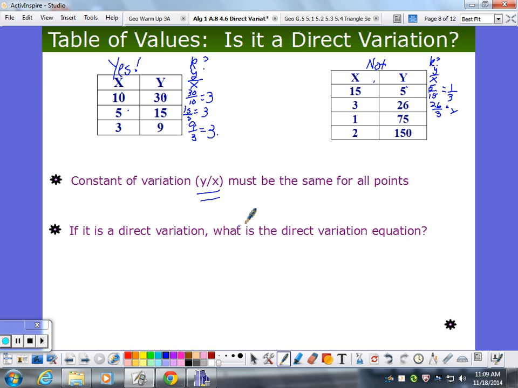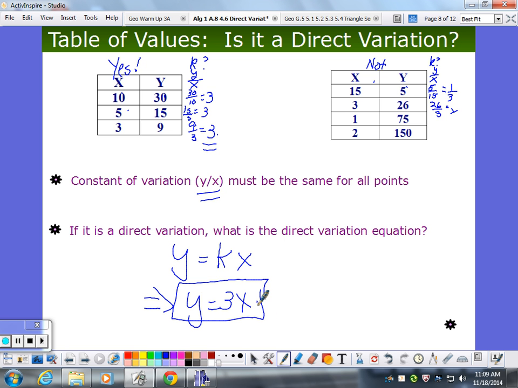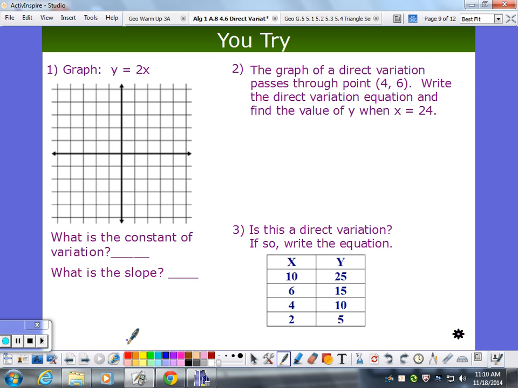Okay? If it's a direct variation, I also want to know what the equation is. This is a direct variation equation, y equals kx. Do I know what k is for this one? Yes. What's k? So what's the equation? You see a y, you see an x, and you have the k filled in with a number. This is kind of important because we tend to mess this up. So let's see, I think I've got some more examples here.